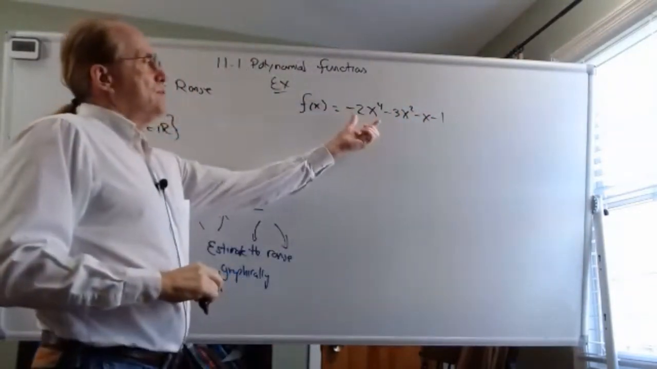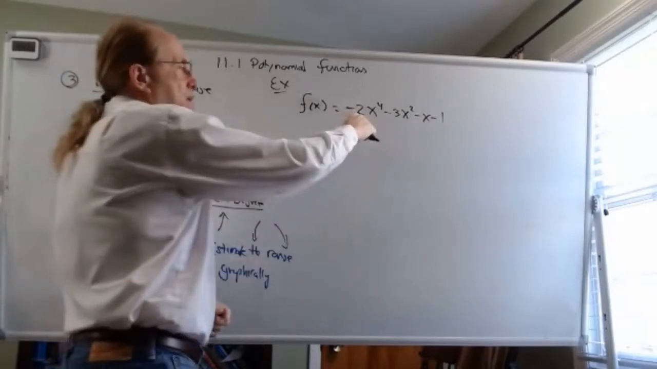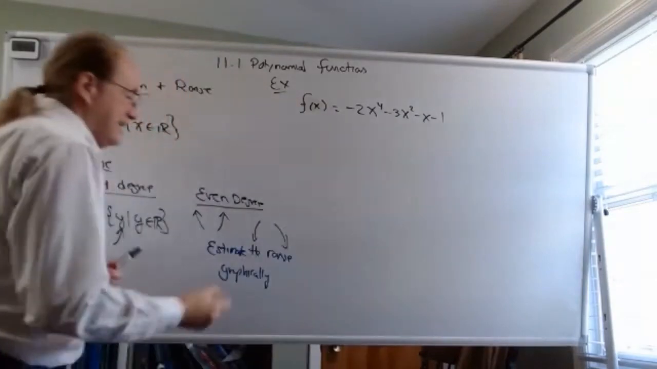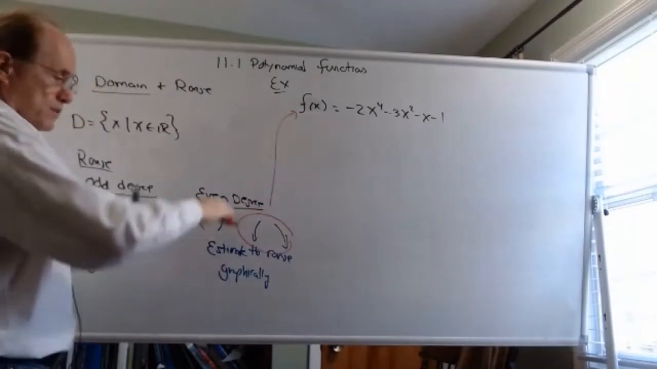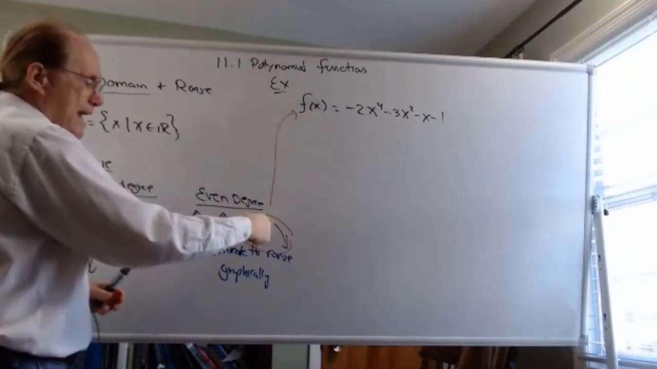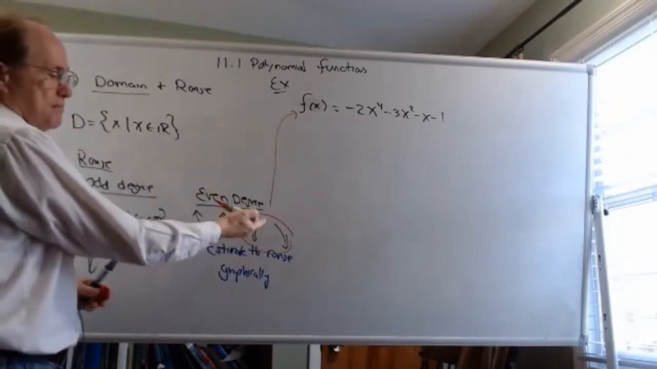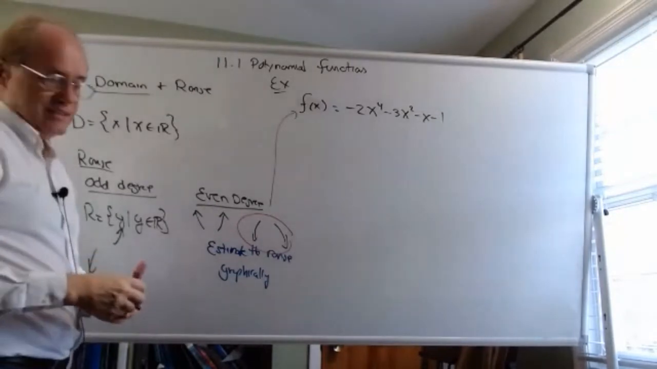Now, I know this is an even degree, and I have a negative coefficient, so I anticipate my end behavior to be looking like that. That's the end behavior of that polynomial. What I want to find out is what happens over here. What is the maximum value? Because there's going to be some maximum value for the range, and then after that, it's all less than that.